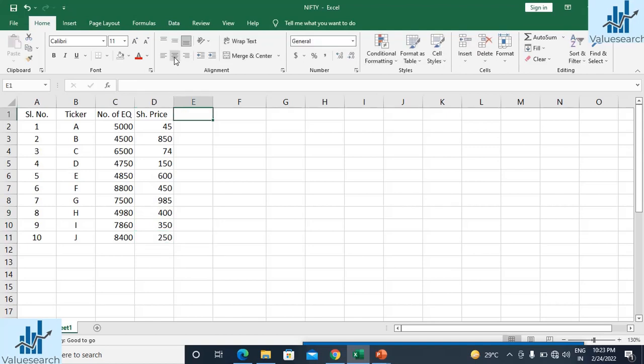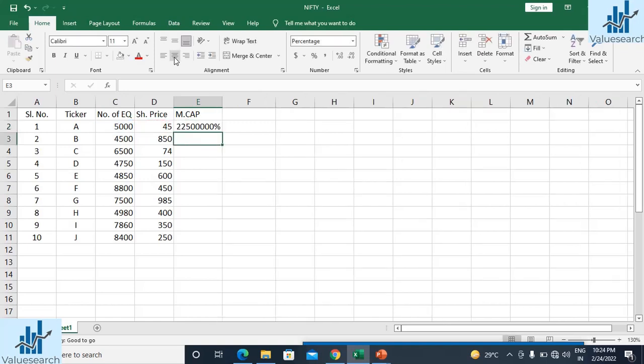So this is the share price. Now, how do you get the market capitalization? Market capitalization means you multiply the number of equity shares with the share price. So you get the market capitalization.